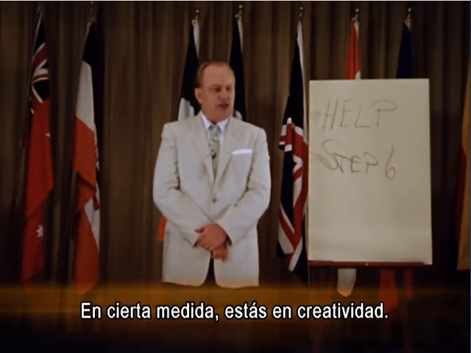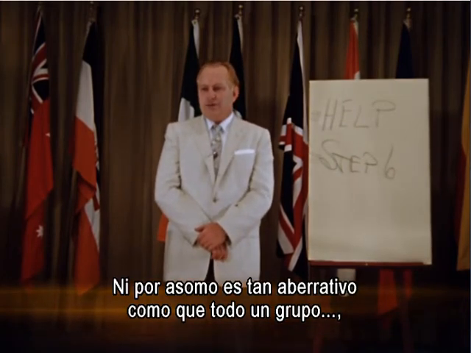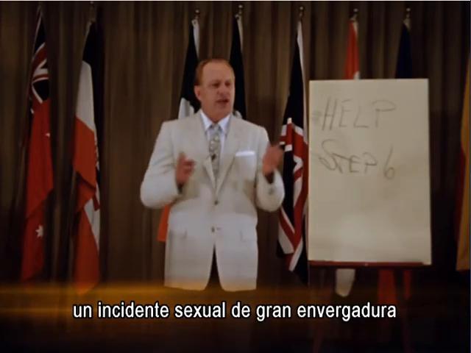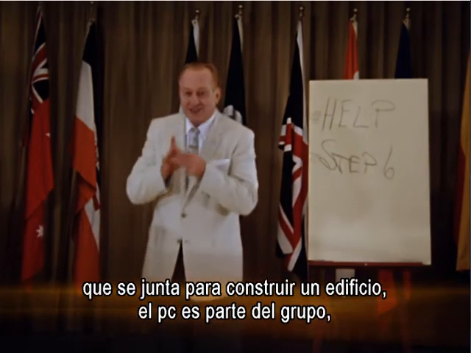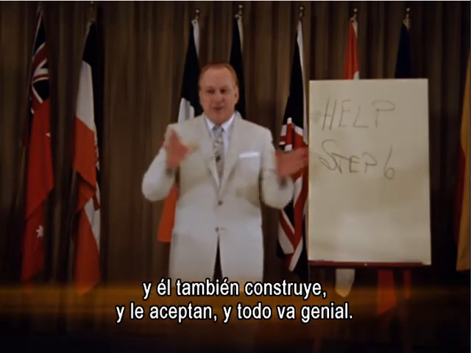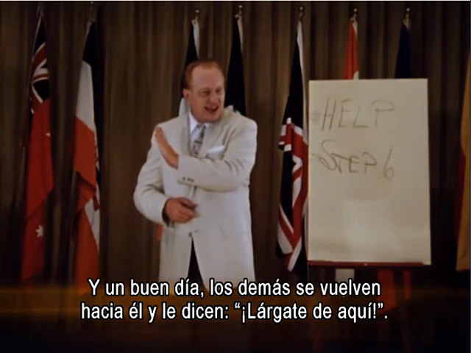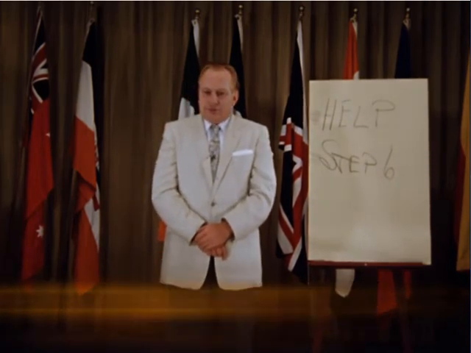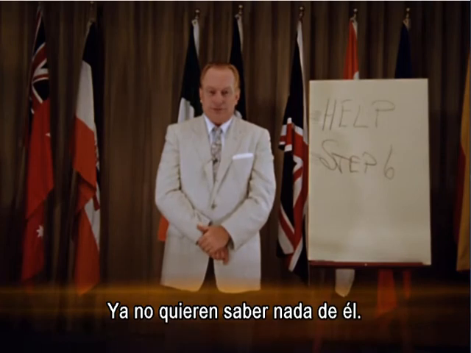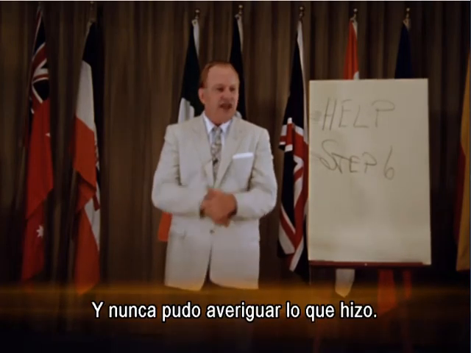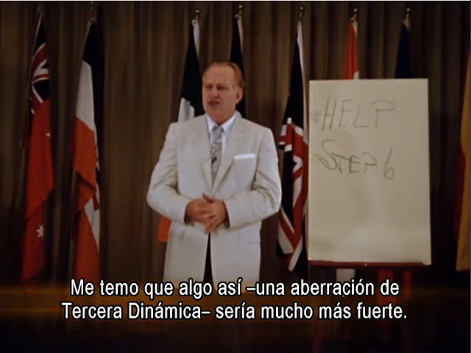You're to some degree on creativeness. It's not nearly as aberrative as a whole group. A sexual incident of great magnitude would not be as aberrative as a great group of people that get together to build a building. The freak leader is part of the group, and he's building the building too, and they're all building along, and he's accepted part of it, everything's going along fine. One day the rest of the group turns around to him and says, "Get out of here." They ejected him. They wouldn't have anything to do with him anymore. And he could never find out what he did. I'm afraid that sort of thing, a third dynamic aberration, would be much stronger.